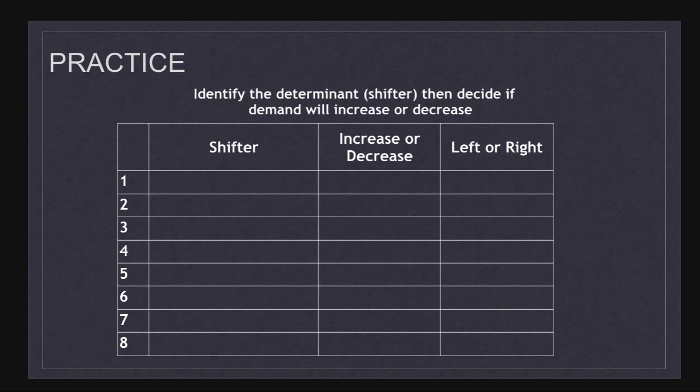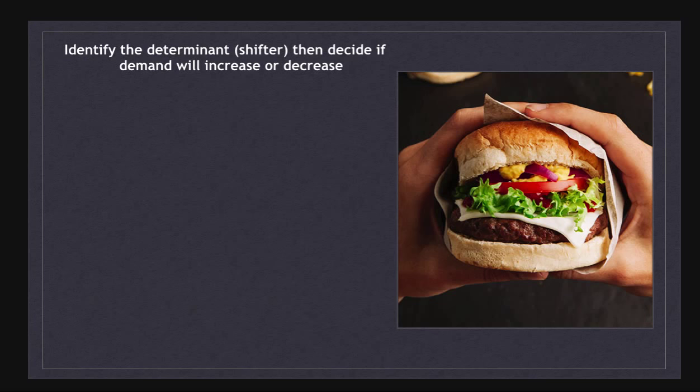Okay, everybody ready for number 1? Here we go. First scenario. You're going to identify the shifter. So if you need to look back in your notes to examine what the shifters or the determinants of demand are, you may look back in your notes to do that, but I want you to see if you can figure out which one it is and then decide if it's going to increase or decrease, move to the left or the right. We're going to look at hamburgers.